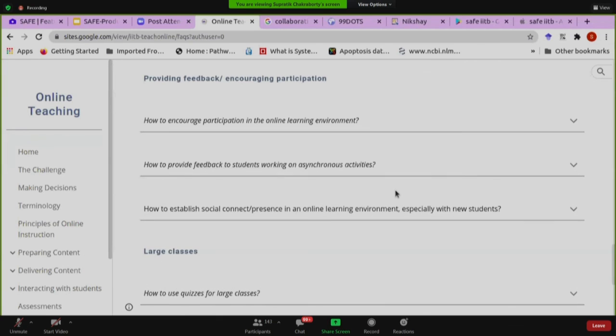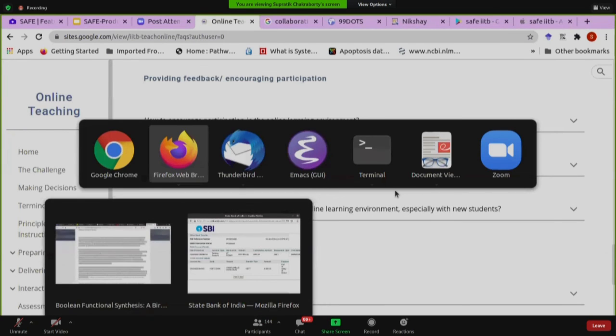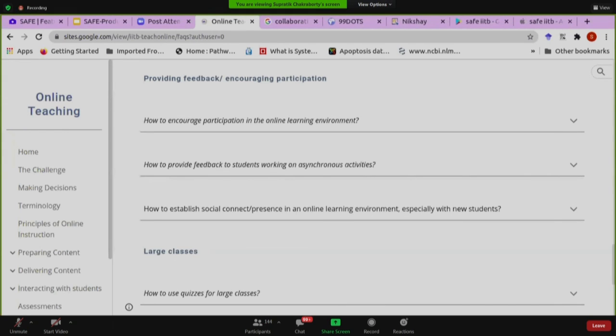So with that, maybe I'll just check if I'll stop sharing my screen.